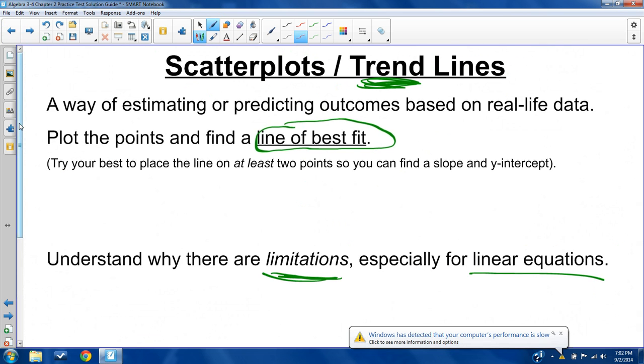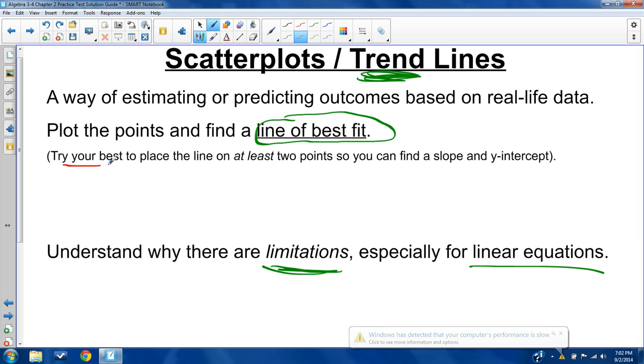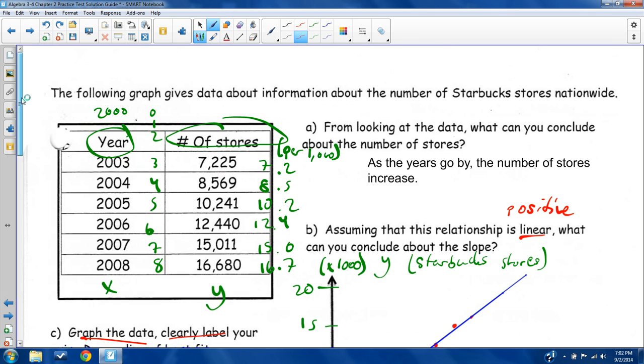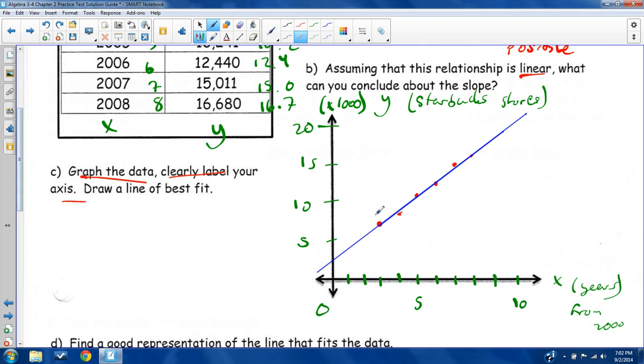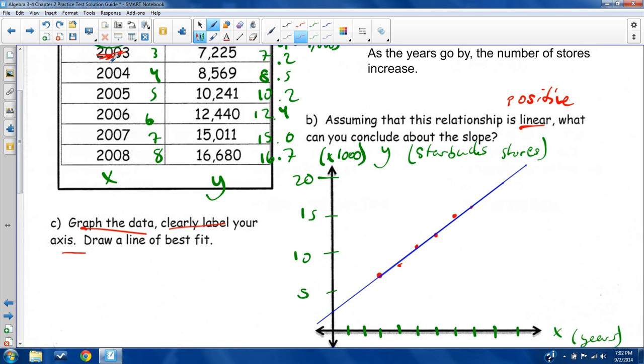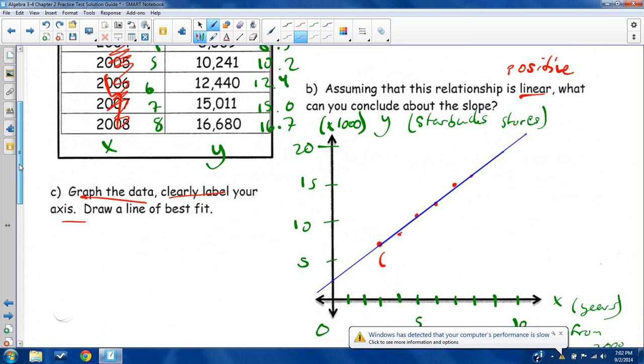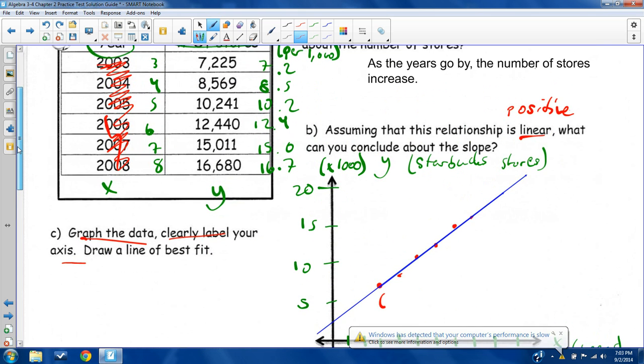So looking back, remember when I said try to place the line on at least 2 points? You can find a slope and y-intercept. The reason is because you're going to choose 2 points that you already know. Now, in this case, we have rough estimates. I'm going to erase these completely, but I want to use these numbers exactly, just so I have something exact as I go about this. So these are in the thousands, keep that in mind. The number really was 7225.